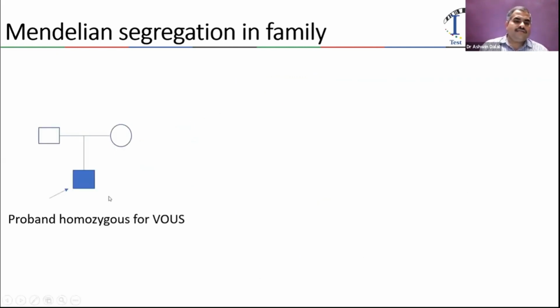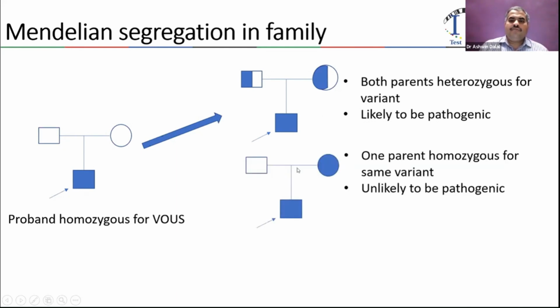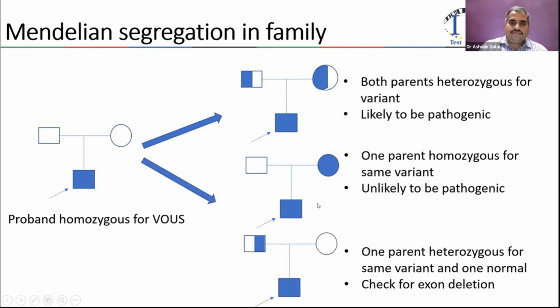When we find a homozygous variant which is likely to be a VOUS, then again we need to do Sanger segregation analysis. So in Sanger segregation, if we find both parents are heterozygous, then it follows the typical Mendelian pattern and hence we will say this variant is likely to be pathogenic. However, if one parent is homozygous for the same variant as in the child, then we will say this is unlikely to be pathogenic because the parent is phenotypically normal.